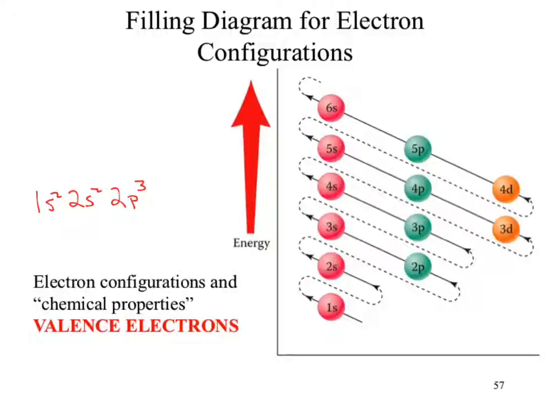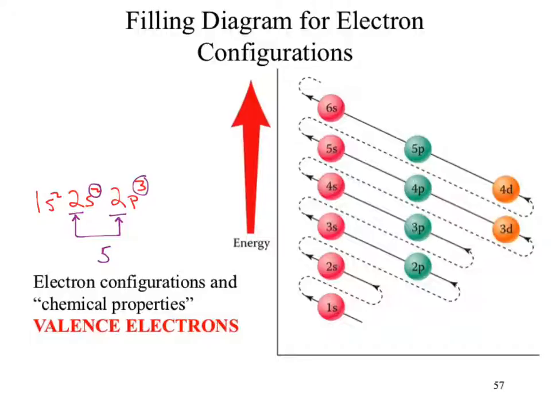2. That's the outermost energy level. Anything with a 2 in front of it is representing orbitals in the outermost energy level. How many electrons are in the outermost energy level? 5. What are the valence electrons for nitrogen?